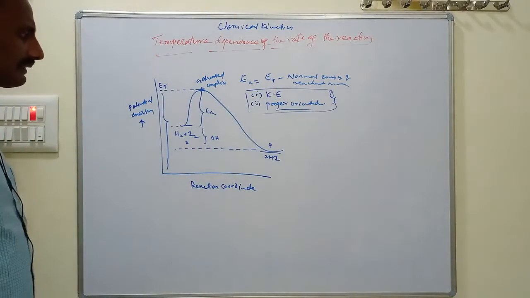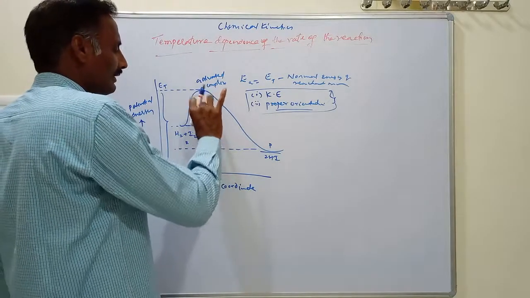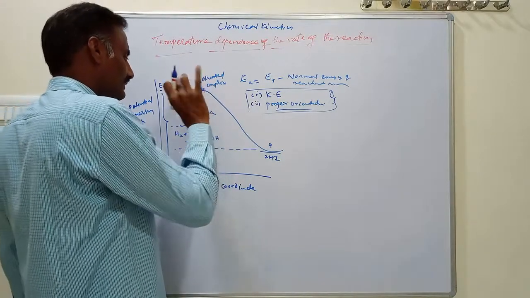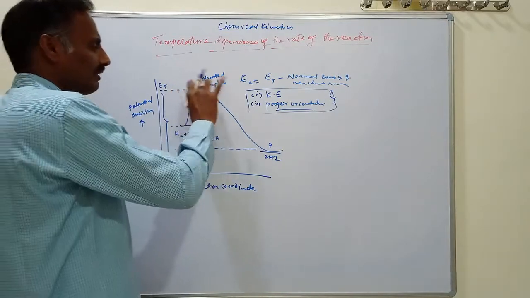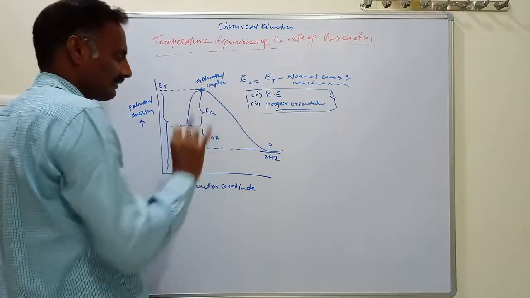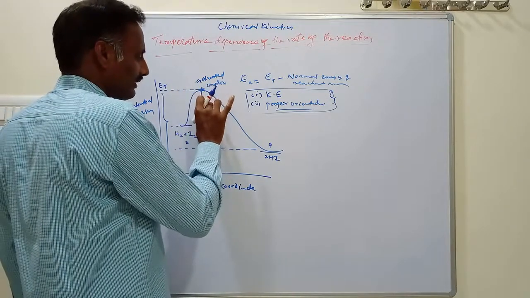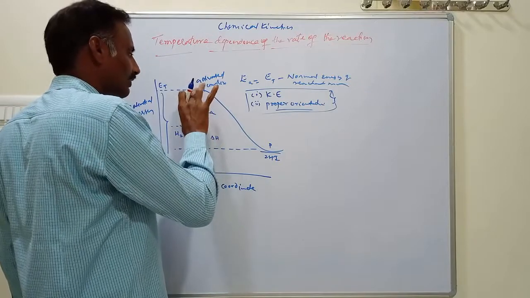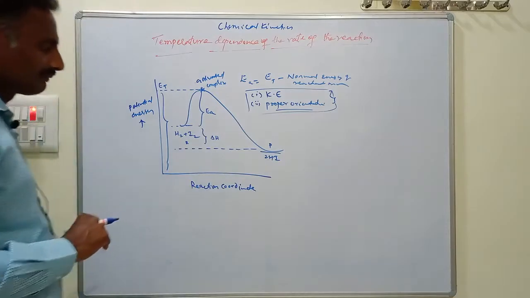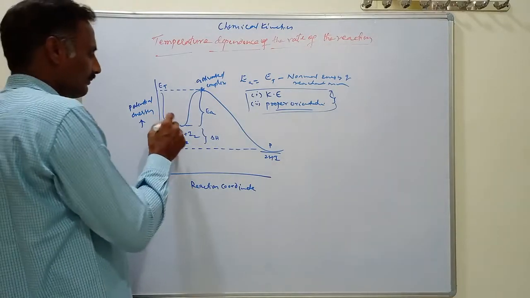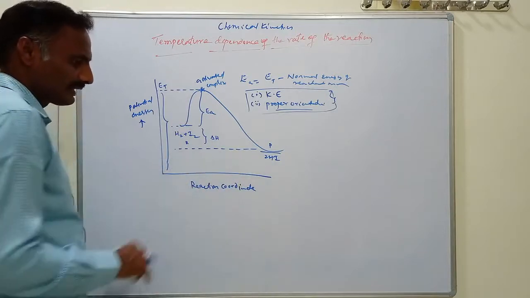Then after this, what is energy of activation? The minimum excess energy required for the reactant molecules to collide effectively and form the products is called the energy of activation, or the amount of energy required for the reactant molecules to become an activated complex is called the energy of activation. This type of diagram, potential energy versus reaction coordinate, is also asked about. This diagram is also important.